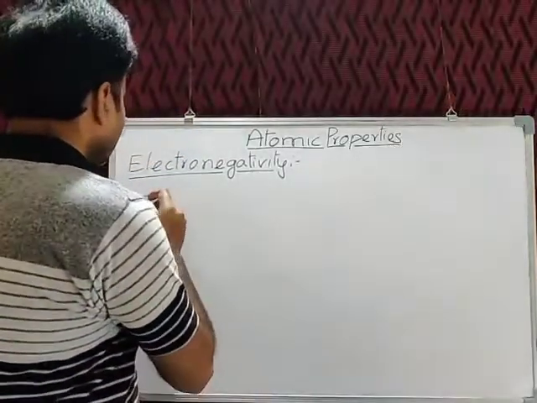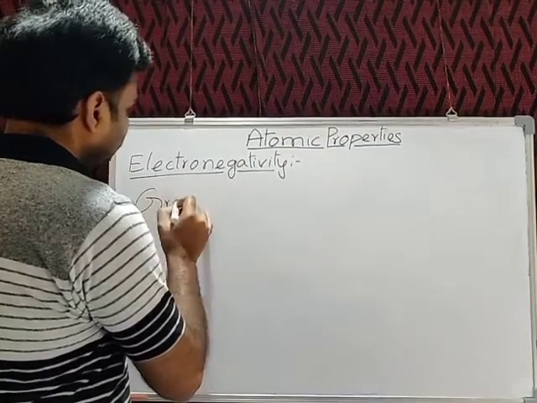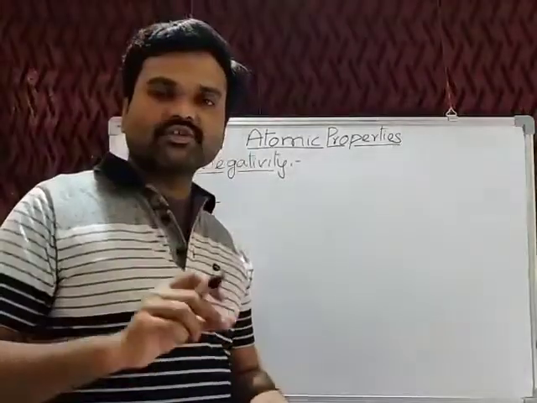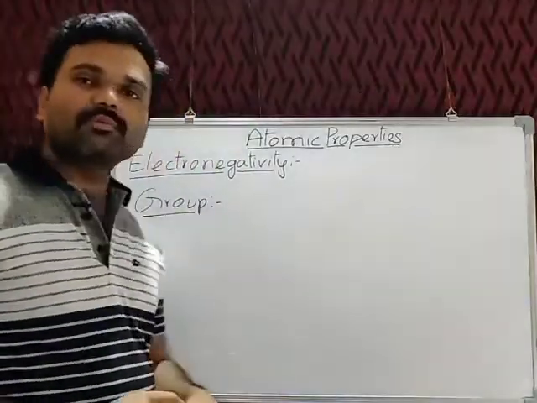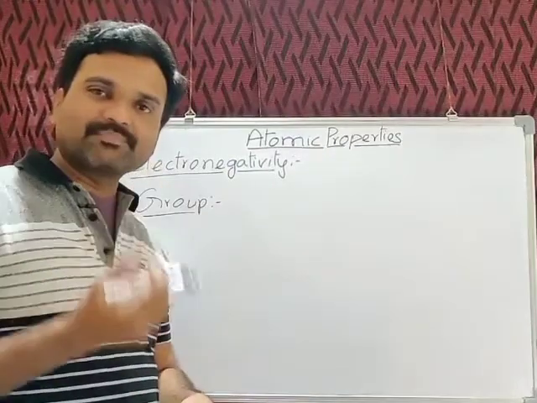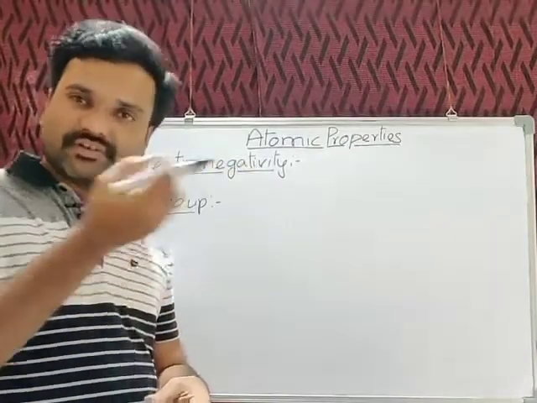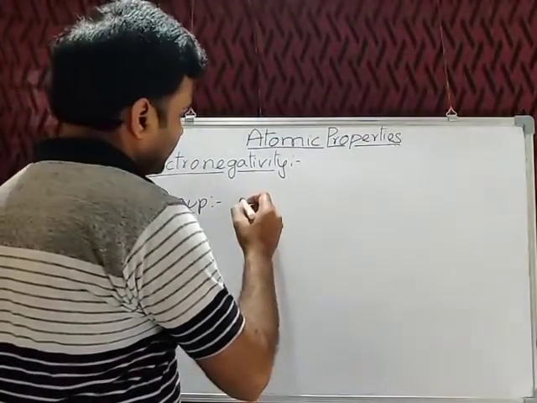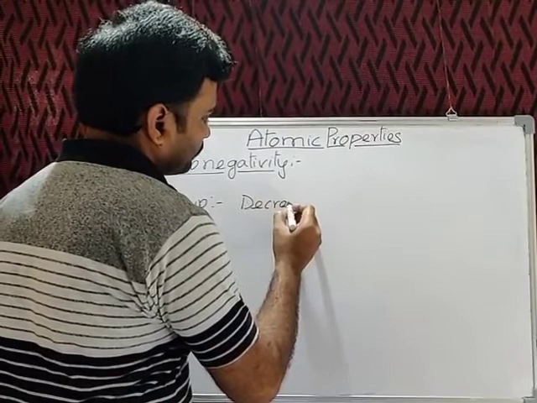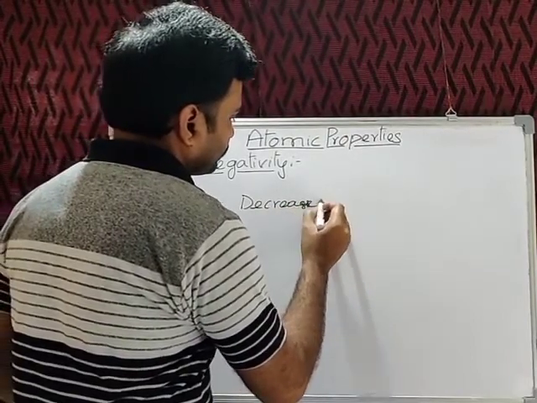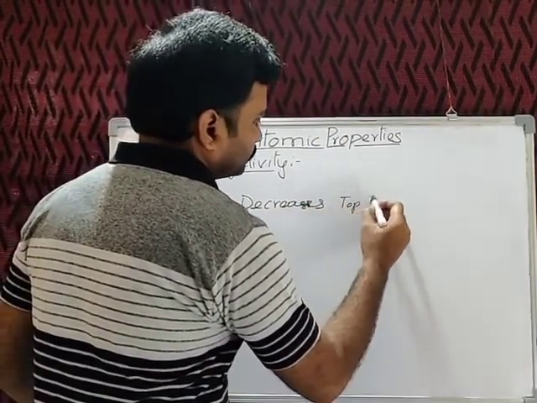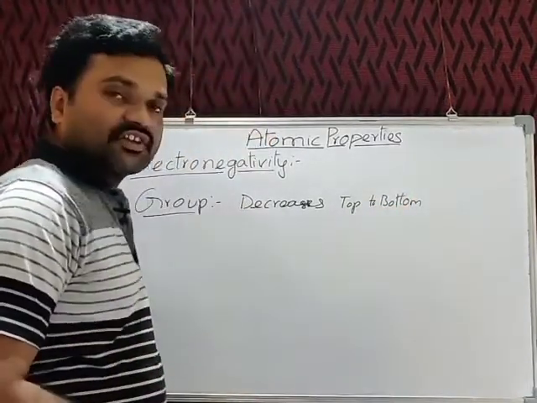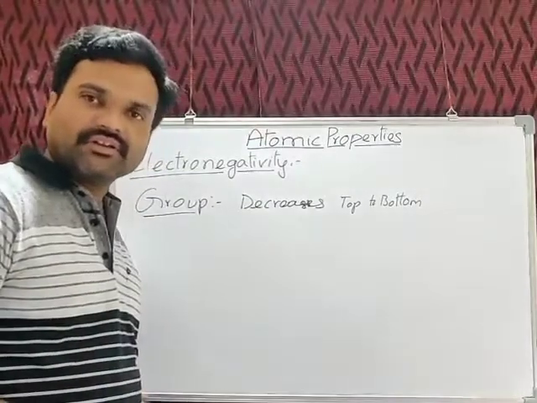Now let us see how this varies in the groups and periods. In a group, top to bottom, as we know, size increases. In a group, from top to bottom, size increasing, so the attracting power also decreases. The tendency of attracting the pair of electrons towards it also decreases. Means it decreases from top to bottom in a group. As the size increases, electronegativity decreases.